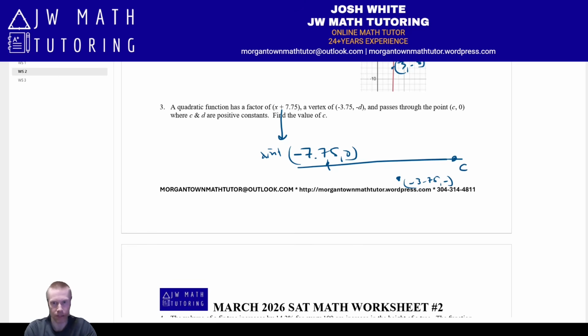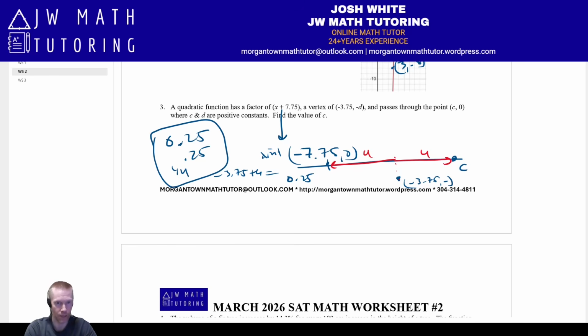So notice what's happening here: if you're at the vertex, you go 4 units to the left to get to this x-intercept. That means to get to the other one, you have to go 4 units to the right. Therefore, I'm at negative 3.75, and I go 4 units to the right. I end up at 0.25. So that's my answer. You can do 0.25, or 1/4. Any of those would be acceptable for C.